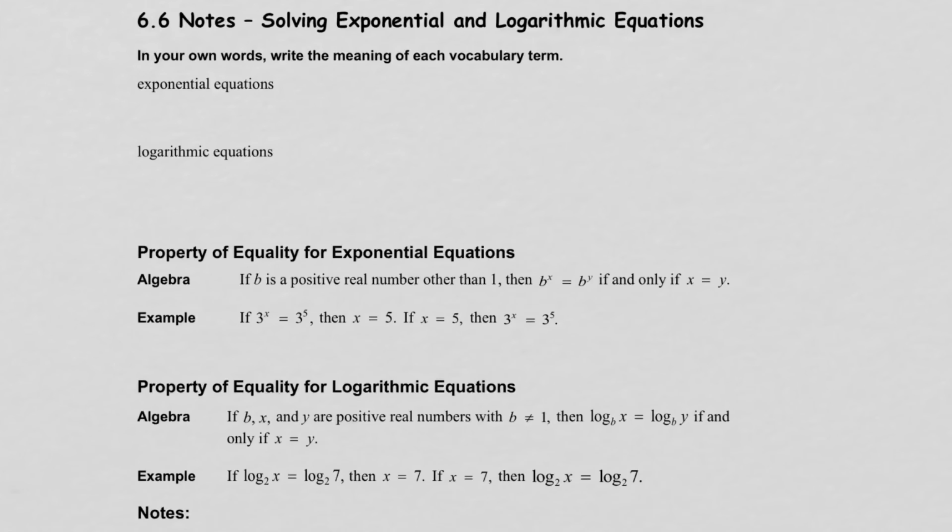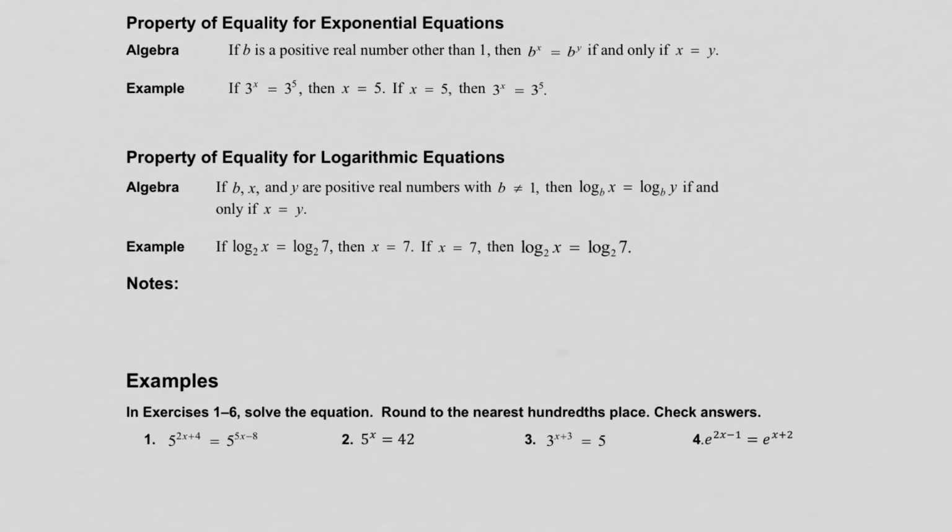Now, I think our intuition pretty much helps us understand the property of equality for exponential and logarithmic equations. It's telling us that if b is a positive real number other than 1, then b to the x power equals b to the y power if and only if x and y are equal. That makes sense because if the bases are the same, the power they're raised to has to be the same. Otherwise, they wouldn't equal each other. They would be different values. So, for example, if 3 to the x is the same thing as 3 to the 5, then we know that x is equal to 5.